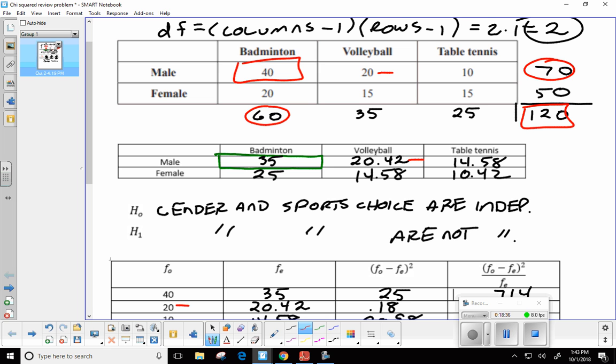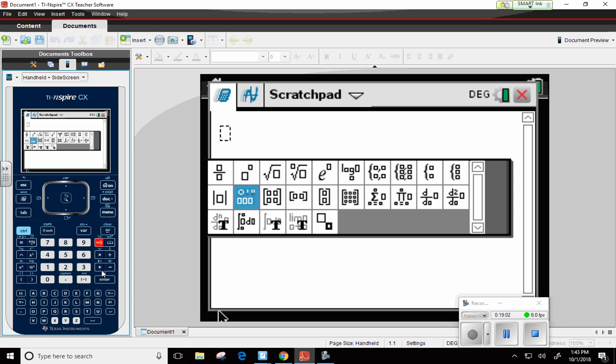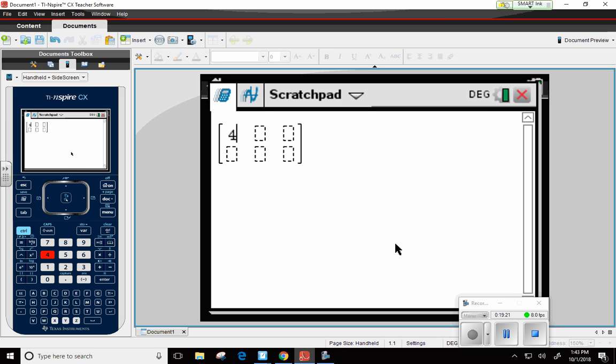Okay, all right, now let's see how well we did. Let's take all this information and put it in the calculator real fast. Help me remember these numbers: 40, 20, 10, 20, 15, 15. So how do I do this? On my scratch pad, I'll use this button right here. What are the dimensions of my matrix? 2 by 3. Remember, don't worry about the row total column or the column total one. So I'm going to choose this one because we want 2 by 3. Then 40, 20, 10, and then 20, 15, 15.